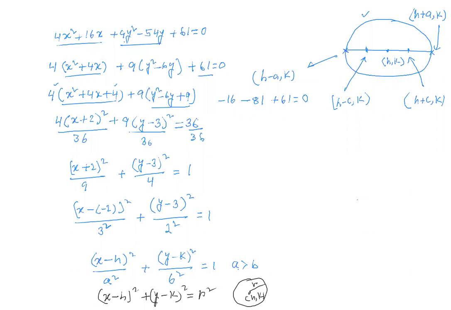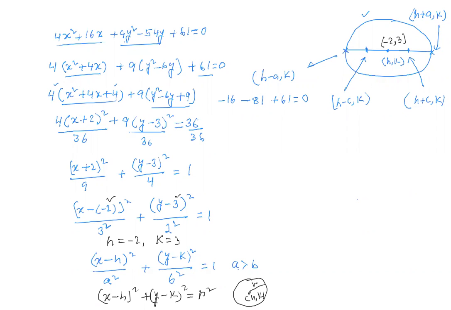So this is my center. So what is h here? h is equal to -2. What is k here? Which is 3. Look, h is -2, k is 3. So it's going to be located at (-2, 3). That's the center.